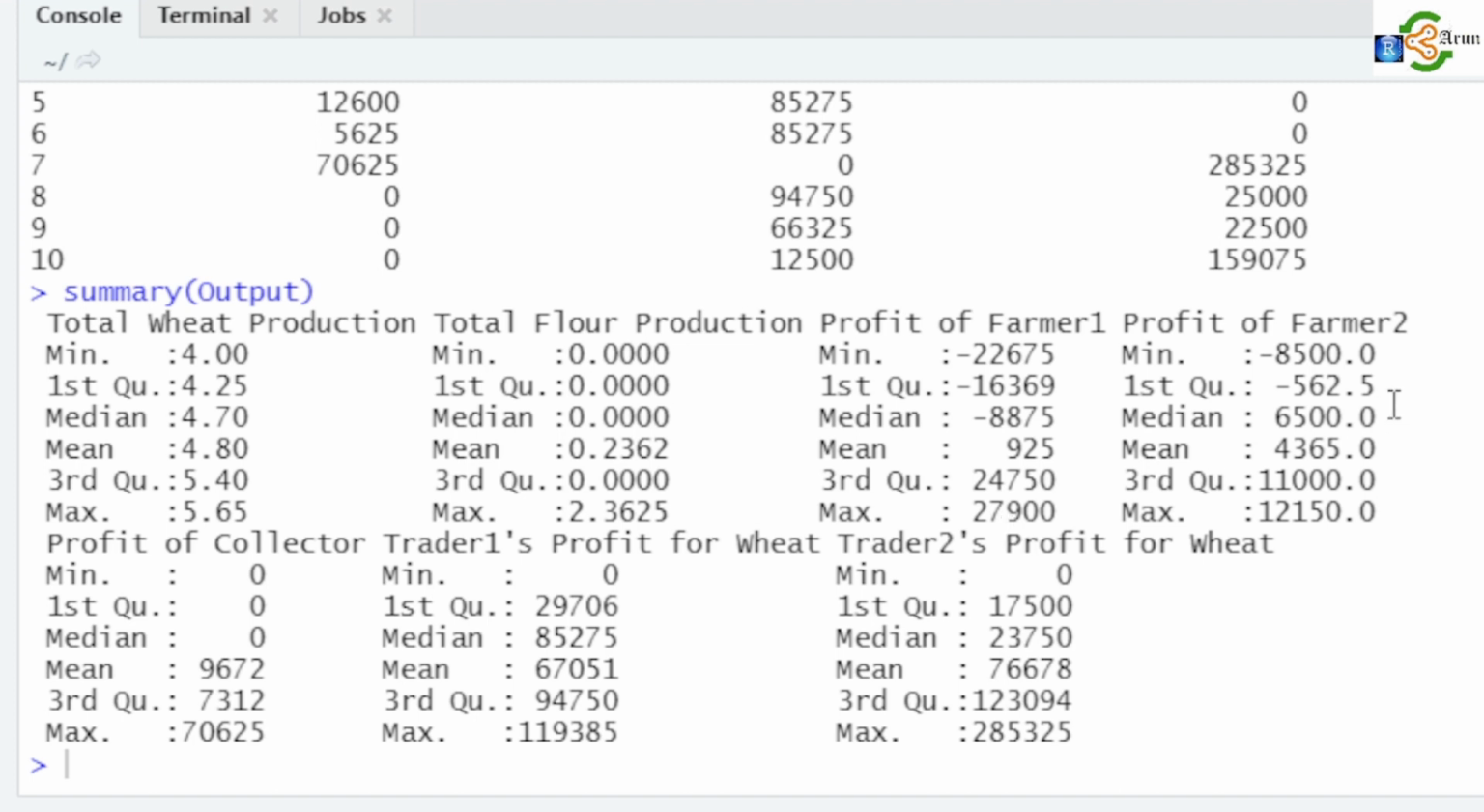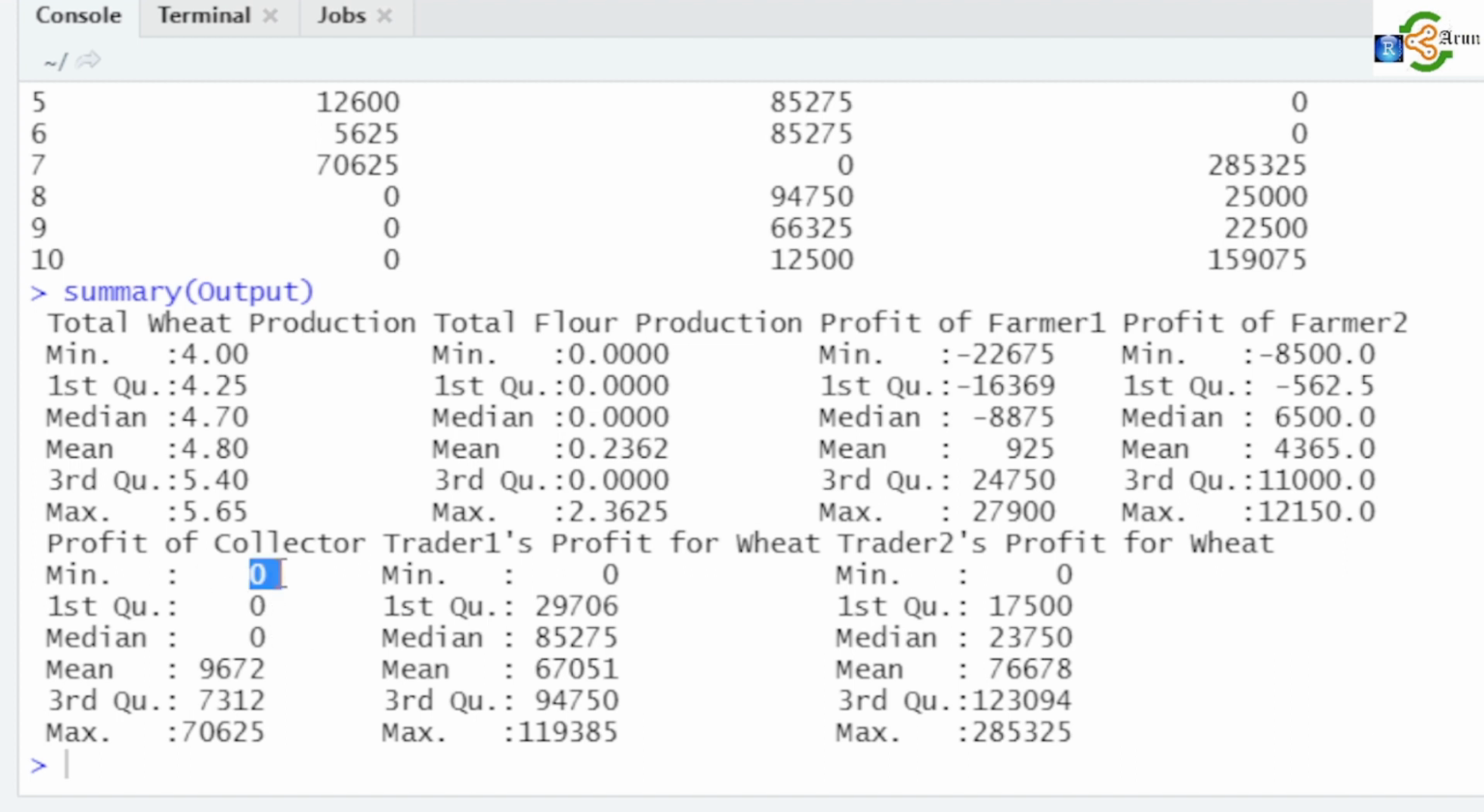In case of farmer two, the maximum loss is 8,500 rupees, and the mean average profit was 4,365, and the maximum profit farmer two earned is 12,150 rupees.